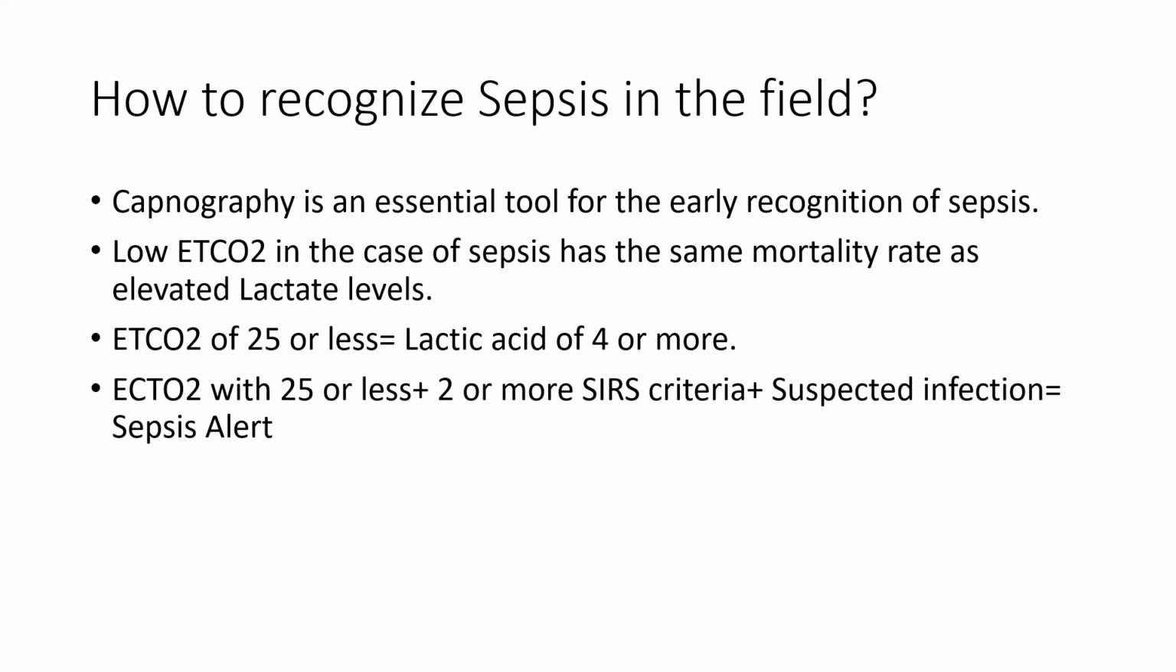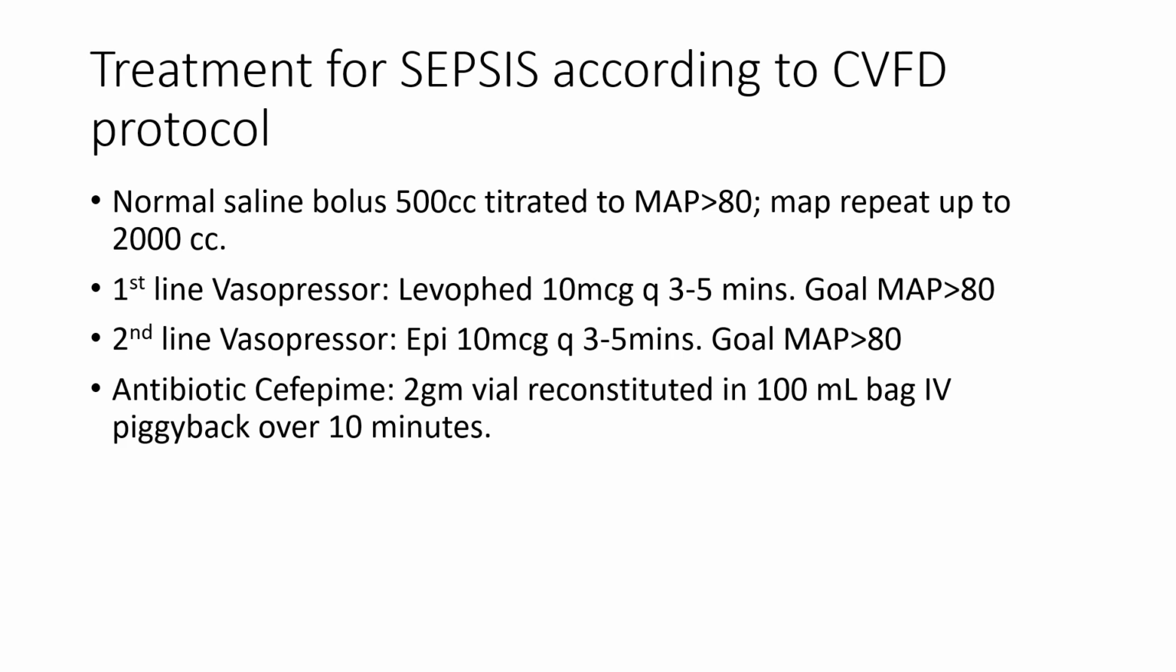So when we're looking at our treatment, we're going to start off with a 500 cc bolus, titrate to a MAP of 80. We can repeat up to 2 liters. Our frontline vasopressor is Levophed. Why is it Levophed? Well, because Levophed is profoundly a lot better at stimulating your alpha receptors and has very little stimulation on your beta 1 receptors.